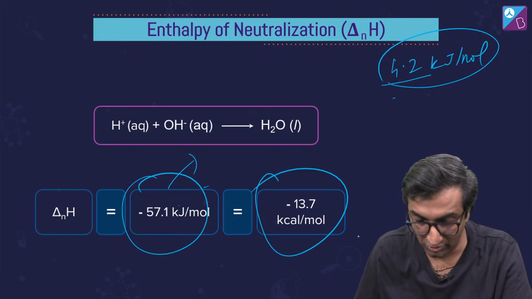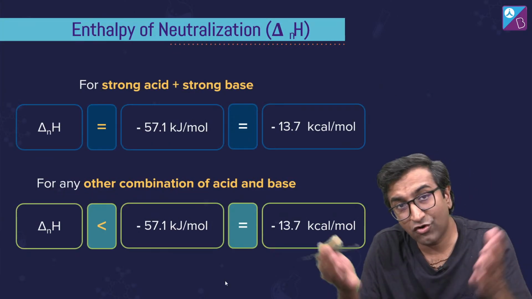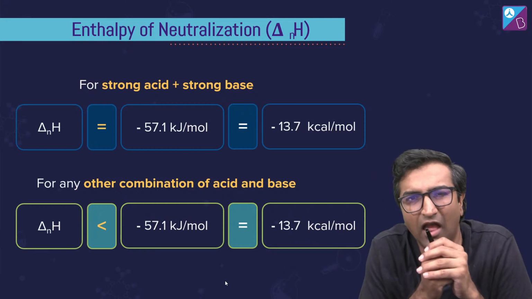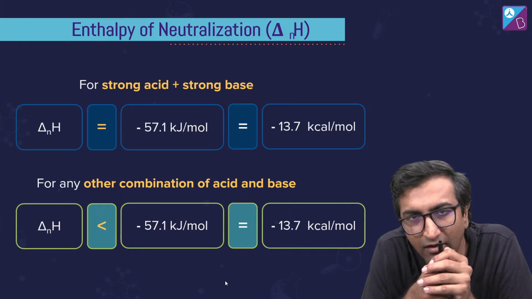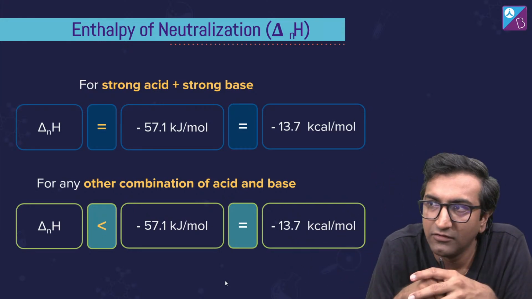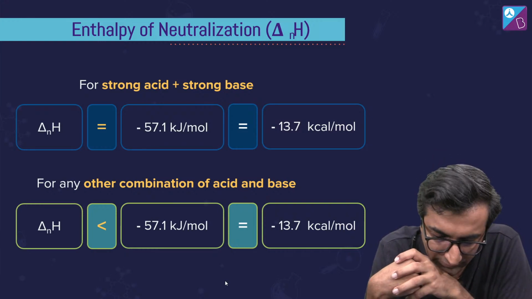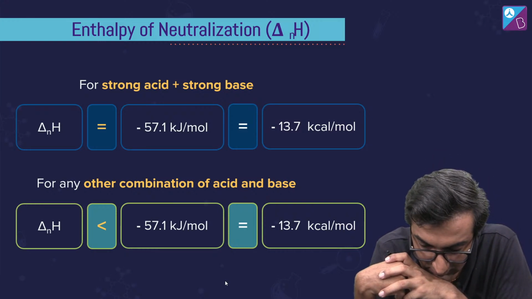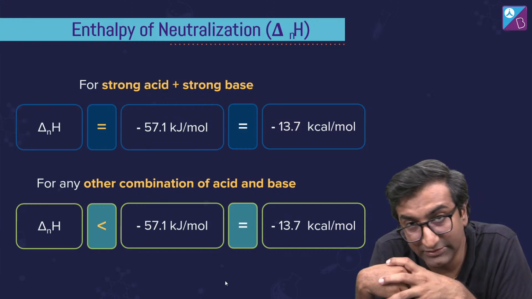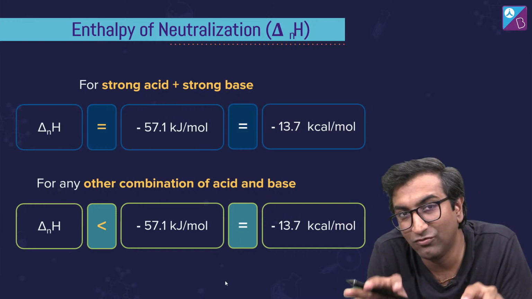Okay, what's the point of doing all this? This is for a strong acid and a strong base. Like, huh? What do you mean? Yeah, strong acid like HCl, strong base like NaOH. What is a weak acid? Weak acid, weak base क्या होता है? This is a little interesting and we'll do this again when we do equilibrium.